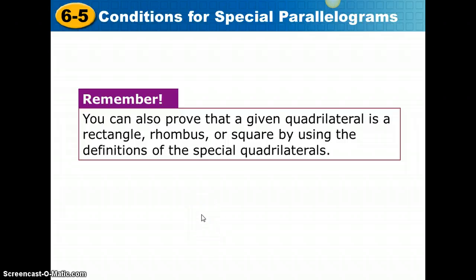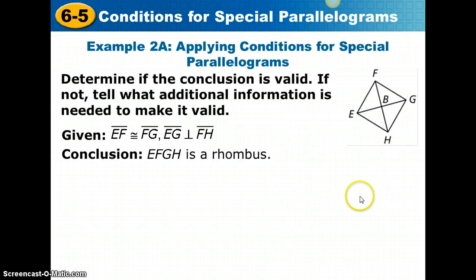Remember, you can also prove that a given quadrilateral is a rectangle, rhombus, or square by using definitions of special quadrilaterals. In example 2a, we want to state whether or not this conclusion is valid, based on the given information. So here's what we are told.